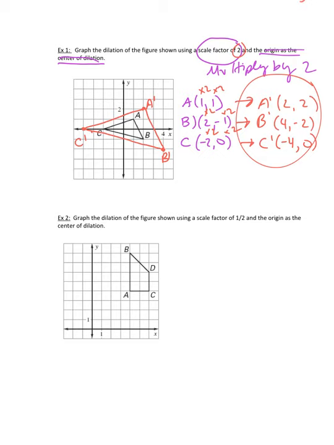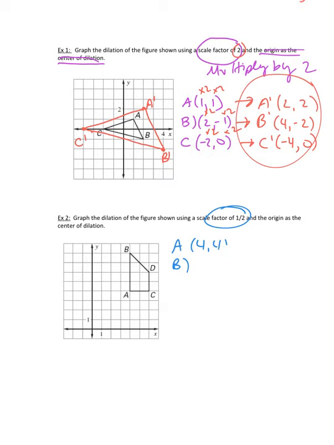Now, if you look at example 2, it says graph the dilation of the figure shown using a scale factor of 1/2. So my scale factor of 1/2 tells me that this is going to get smaller. It's going to be a reduction. So first I'm going to list my coordinates. A is at 4, 4.